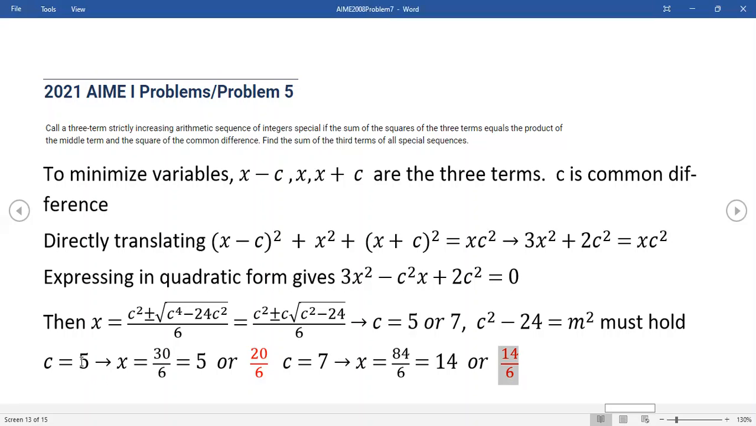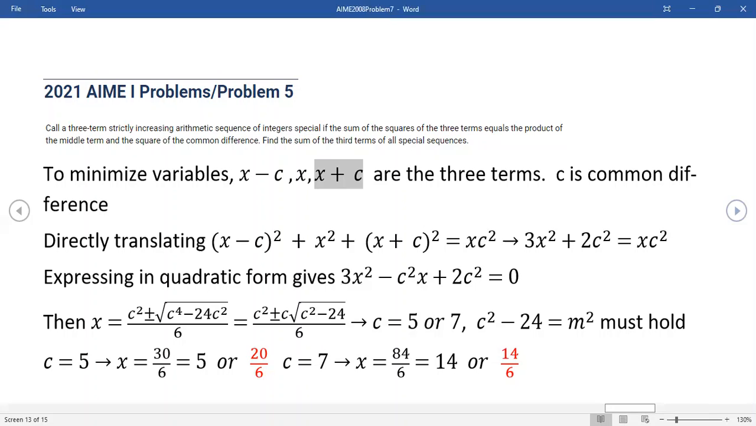You would get 5 for c and 5 for x. And also right here, you would get 7 for c and 14 for x, if you follow the arithmetic there. So what we know now is that we have 5 plus 5 and then 7 plus 14, right? And that's what the question was. It says find the sum of the third terms of all the special sequences. Well, this is the third term, and there are only 2 of these so-called special sequences: one that involves 5 and 5, and another that involves 7 and 14.